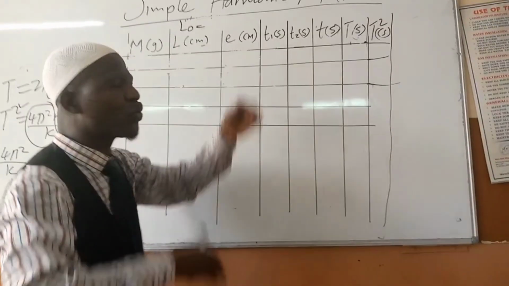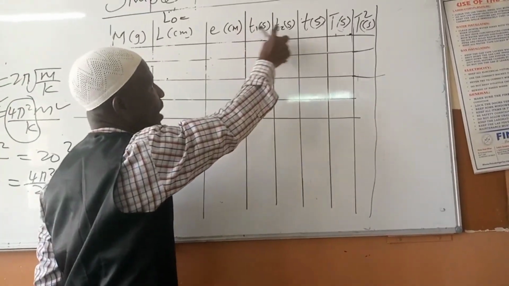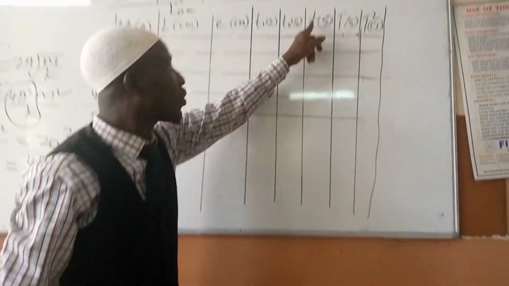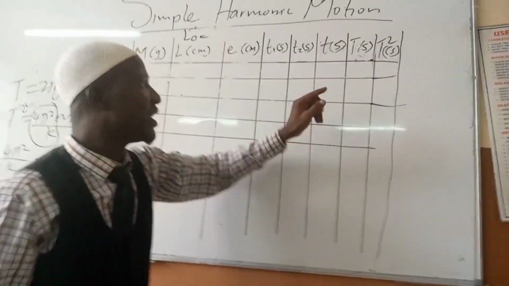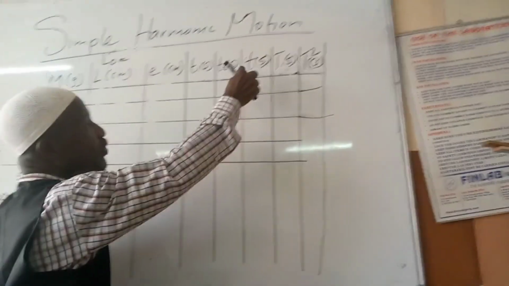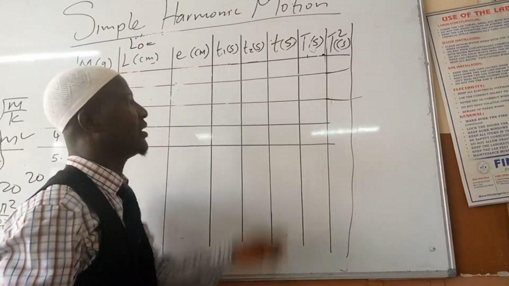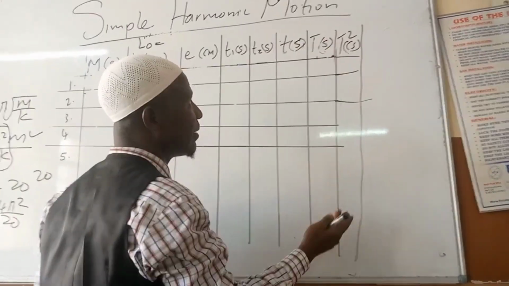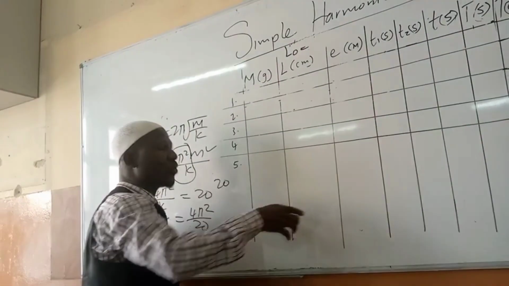We are going to repeat the experiment twice. The first one, t1, and t2, you add them together and divide by 2. So this ordinary small t is the average t, which is also in seconds. Then the capital T is when you divide this average t by the number of oscillations you counted. Then you square this column to get T squared. Each of these titles must include the unit. Then the values you are going to write.